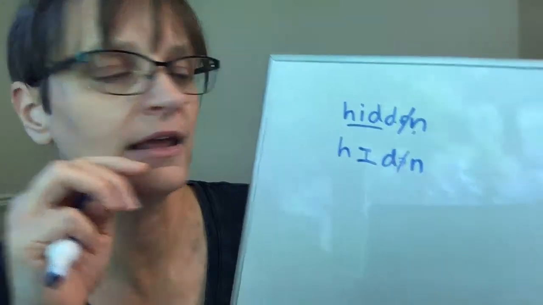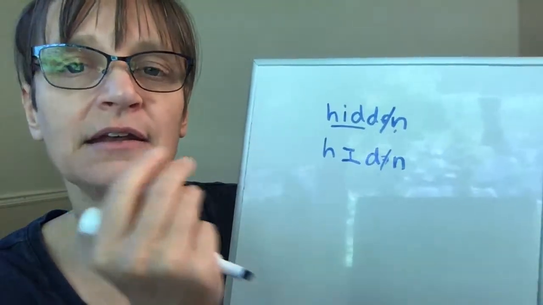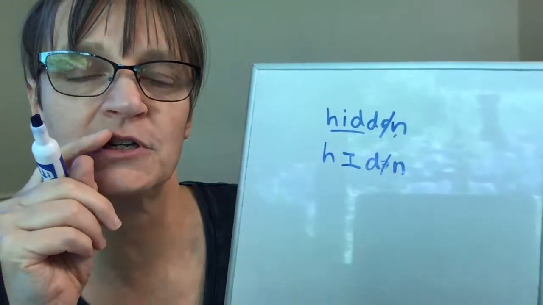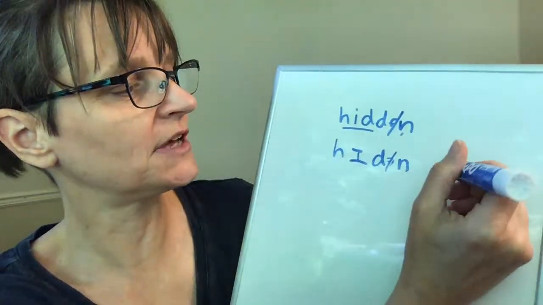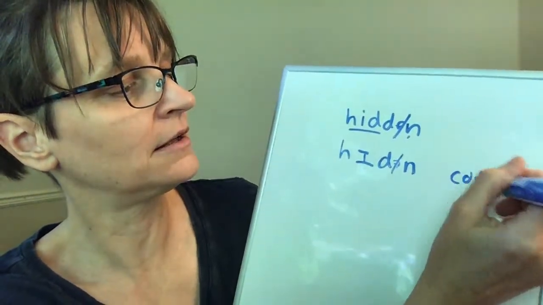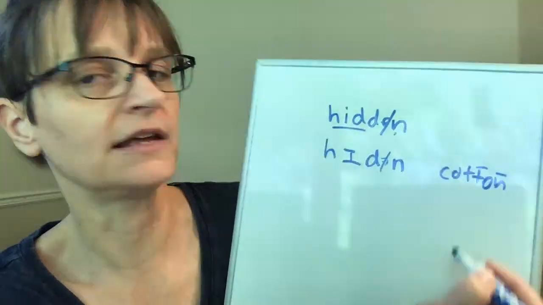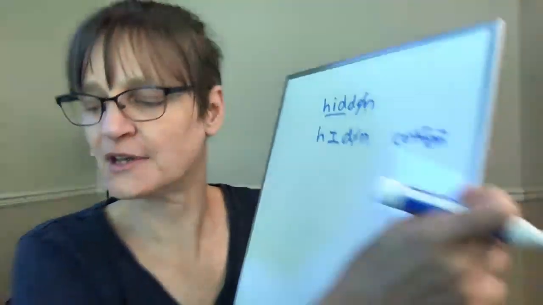Hidden, hidden. I don't really release that D, so it's not hidden. There's no release of air. I just move from the D position into the N position. Hidden, hidden. It's similar to words like cotton and mountain, where I go right from the T to the N. I do have a video and a lesson about syllabic N on the website and here on the channel page.